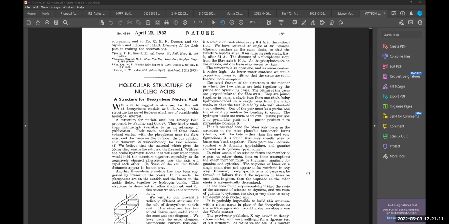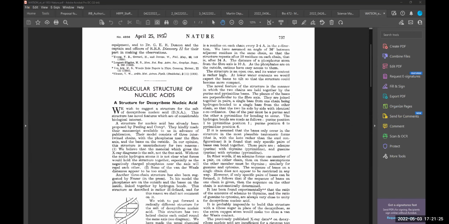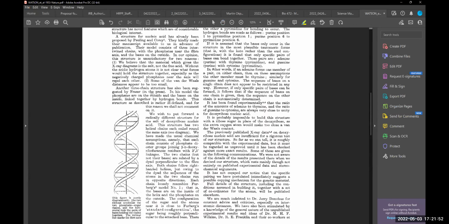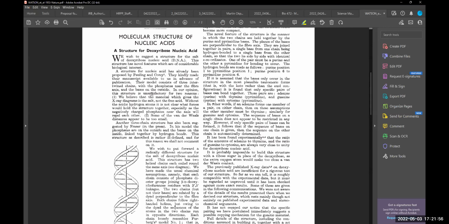So I thought to share with you the original paper that Watson and Crick wrote, which was published in Nature on April 25, 1953, I apologize. This paper was published in the scientific journal Nature, and the paper is titled the molecular structure of nucleic acids. If you look here, this is just a one page paper. So it's a very short paper.